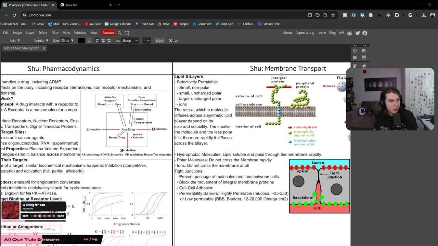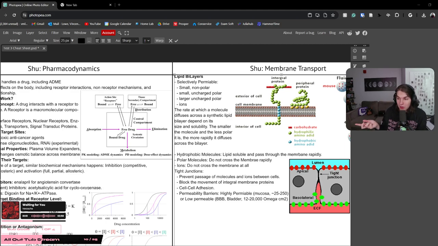We're talking about permeability here, which means how easily is something able to get into the cell? How permeable is the cell? Permeability defines the transport into a cell, making it harder or easier. Highly permeable is like mucosa, which is like mucus system. So it's a lot easier to get into there because the junctions are a lot larger, right? Comparative to low permeability, these are things like blood.